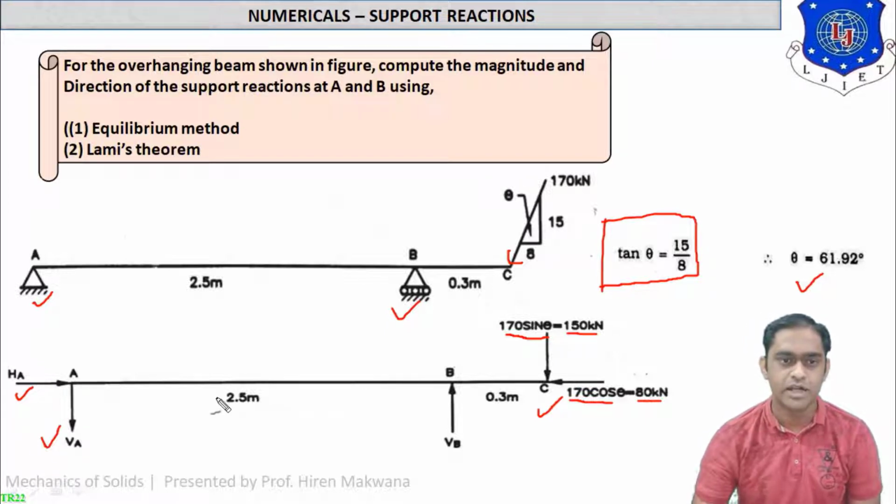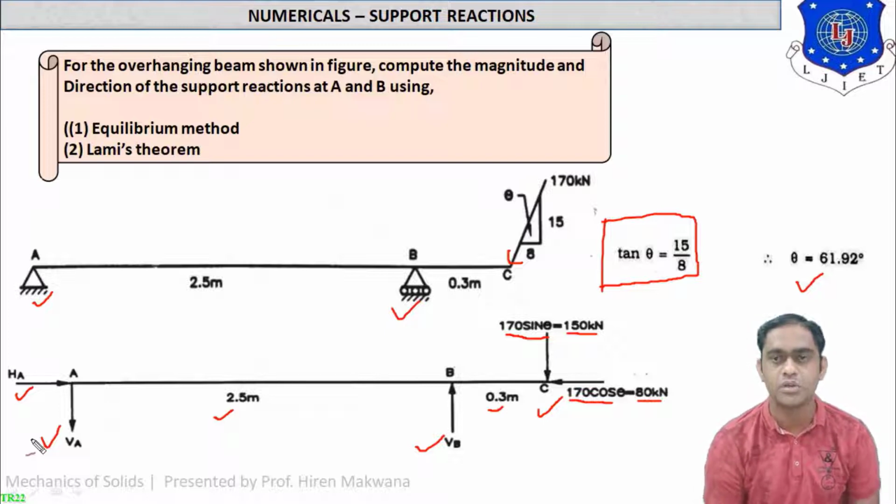What is length of the beam? Length of the beam between A and B is 2.5 meter, you can see, and length of the beam between B and C is 0.3 meter, you can see in the figure. And at point B, support reaction is VB. At point A, support reaction is VA. So these are the pure figure based sum. Only one inclined force is present at point C. Now let us see how the equilibrium method helps us.